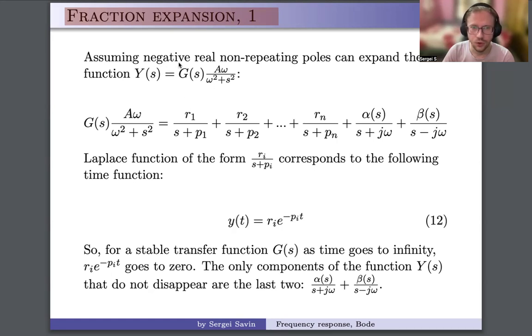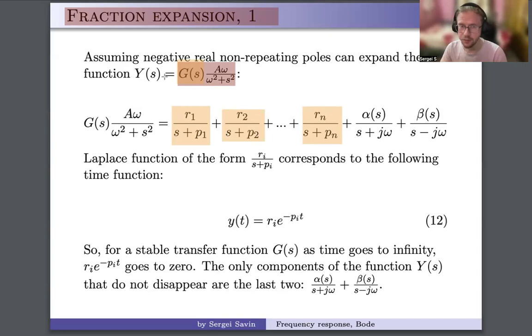All right. So what we're going to do is fractional expansion on the system G(s) equals A omega divided by omega squared plus s squared. This fractional expansion, as I outlined in the last lecture, would have the following form. We would have r1 divided by s plus p1, plus r2 divided by s plus p2, plus rn divided by s plus pn. This has to do with the fractional expansion of G(s), right? That is what we're expanding here.